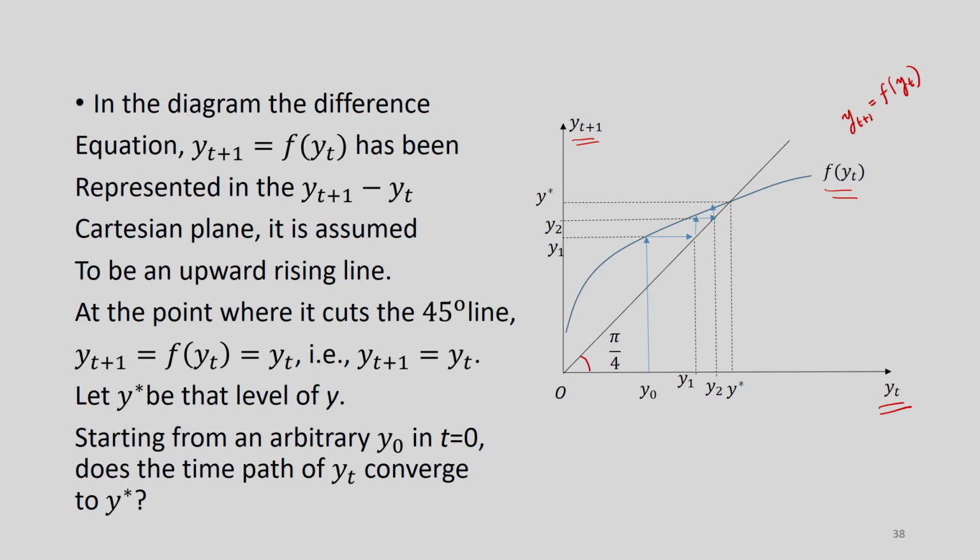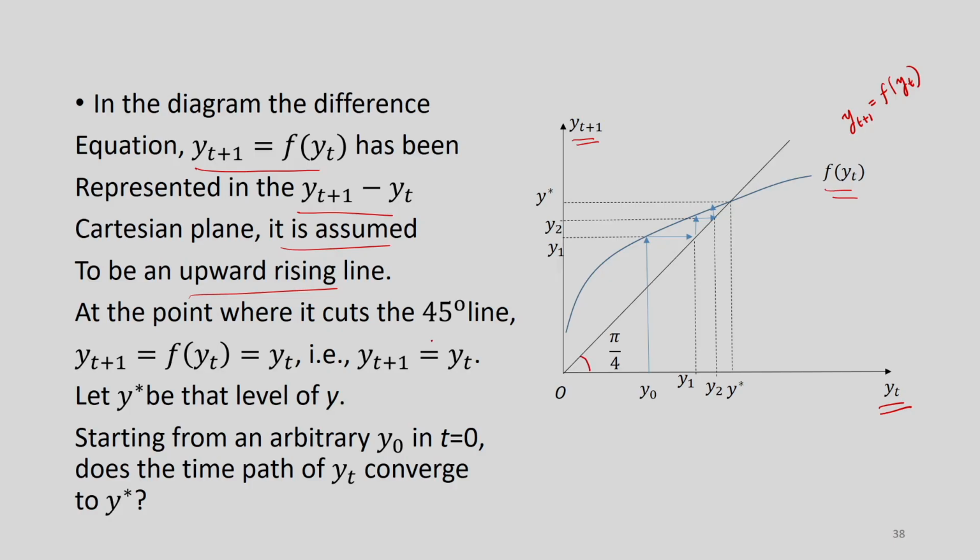In the diagram, the difference equation y t plus 1 is equal to f of y t has been represented in this Cartesian plane, y t plus 1 against y t. In this case, I have assumed it to be an upward rising line, with slope greater than 0. It is not necessary that all f y t's will be like this. There could be downward sloping lines as well. We shall deal with them later on, but right now, to start with, I am assuming that this f of y t is an increasing function.